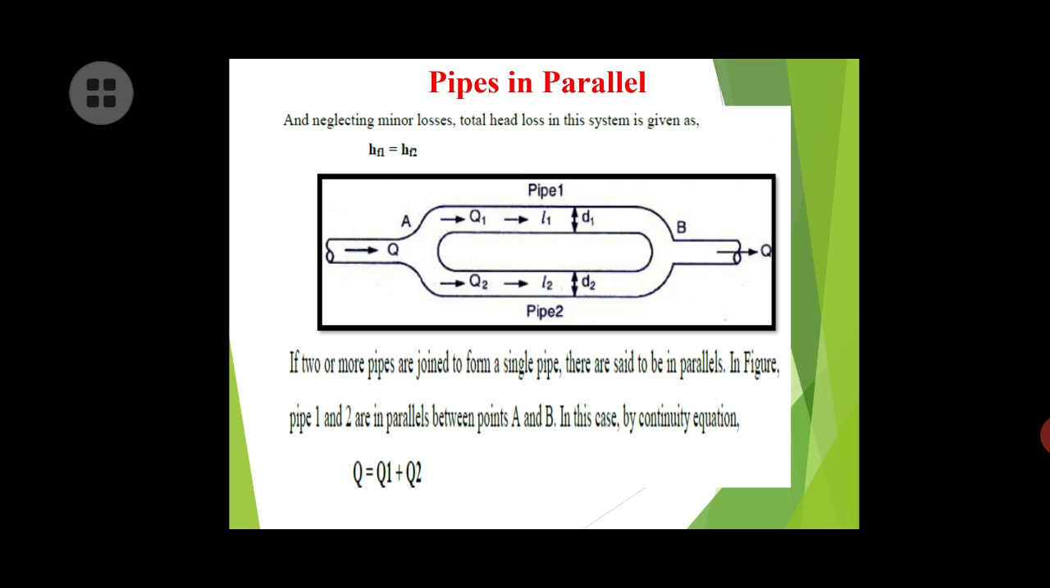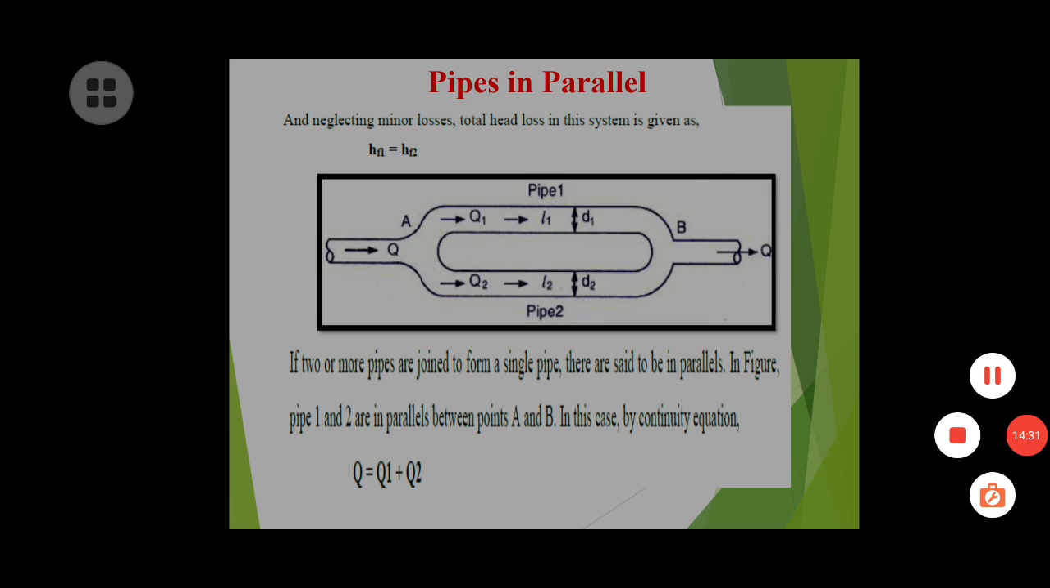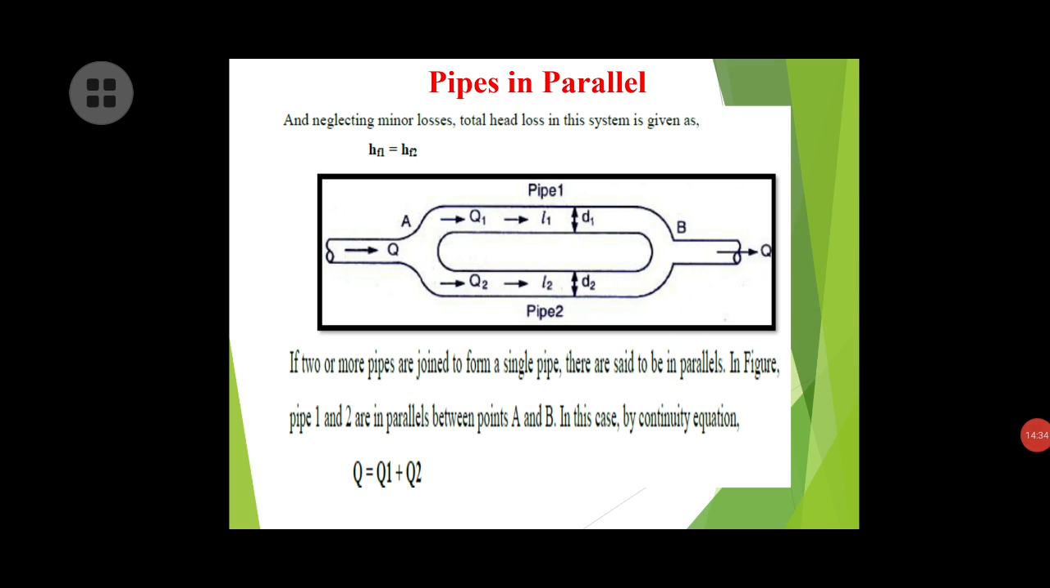In that case, pipe 1 and 2 are in parallel between A and B. Q is equal to Q1 plus Q2, where Q1 is through pipe 1 and Q2 through pipe 2. So HF1 is equal to HF2. So F1 L1 Q1 square upon 12.1 D1 raised to 5 is equal to F2 L2 Q2 square upon 12.1 D2 raised to 5. In this way, we calculate the pipe in parallel. The figure shows the same pipe in parallel. So let's write down.